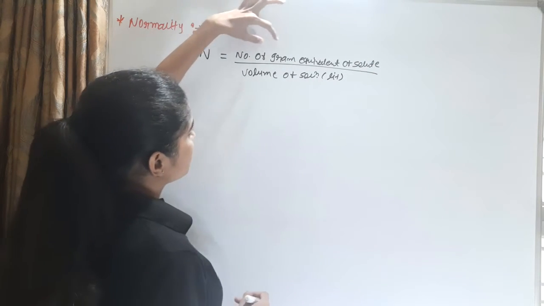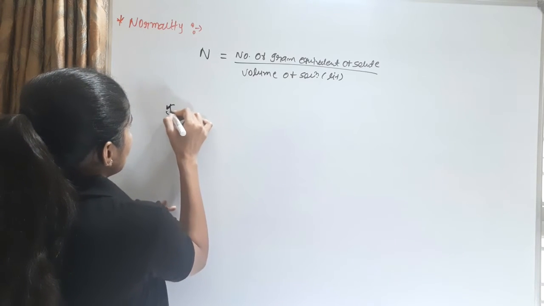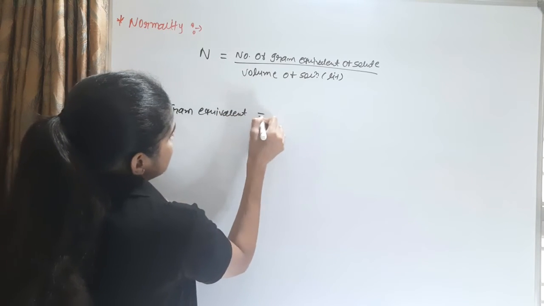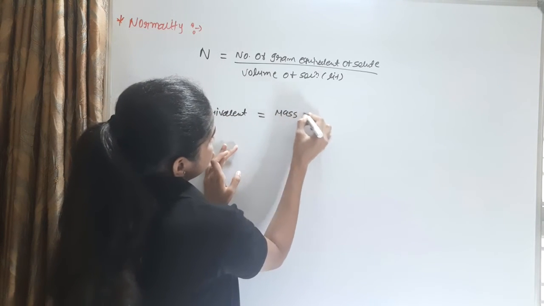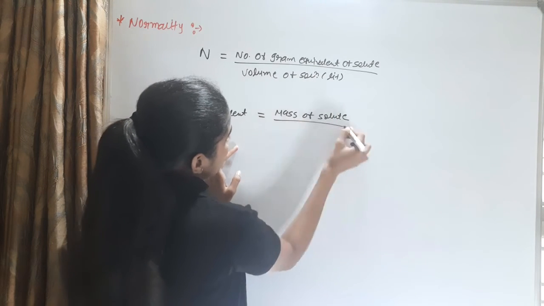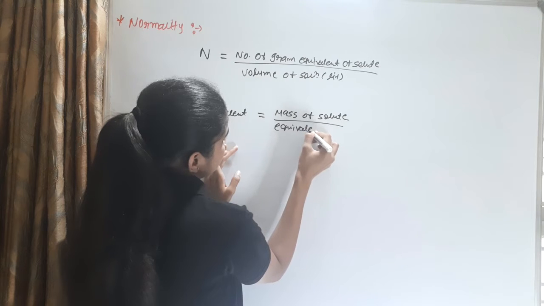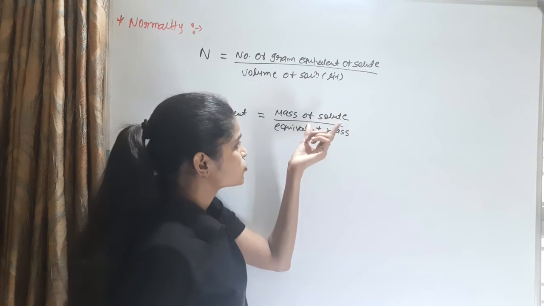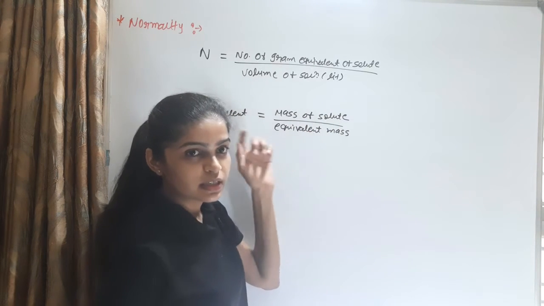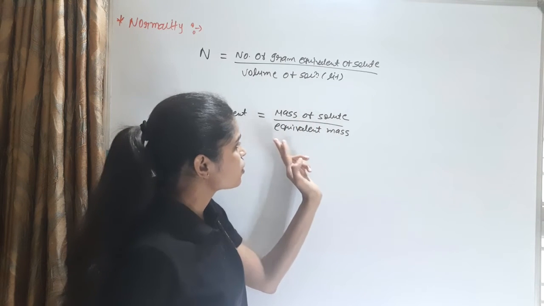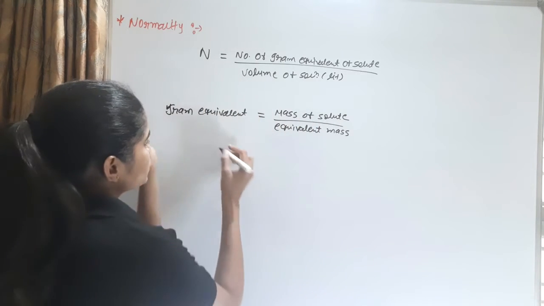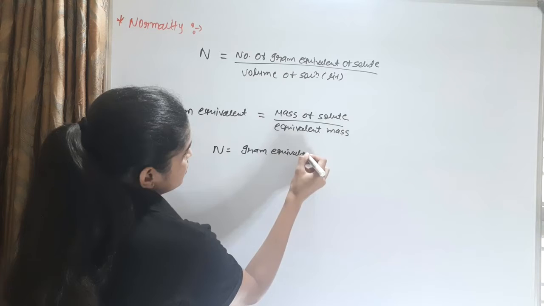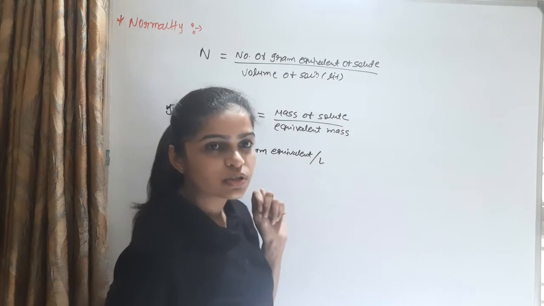Then what is the meaning of the number of gram equivalents of solute? Gram equivalent is equal to the mass of solute upon equivalent mass, whereas for molarity it is the mass of solute upon molar mass. So gram equivalent is equal to mass of solute upon equivalent mass. The unit of normality is gram equivalent per liter.